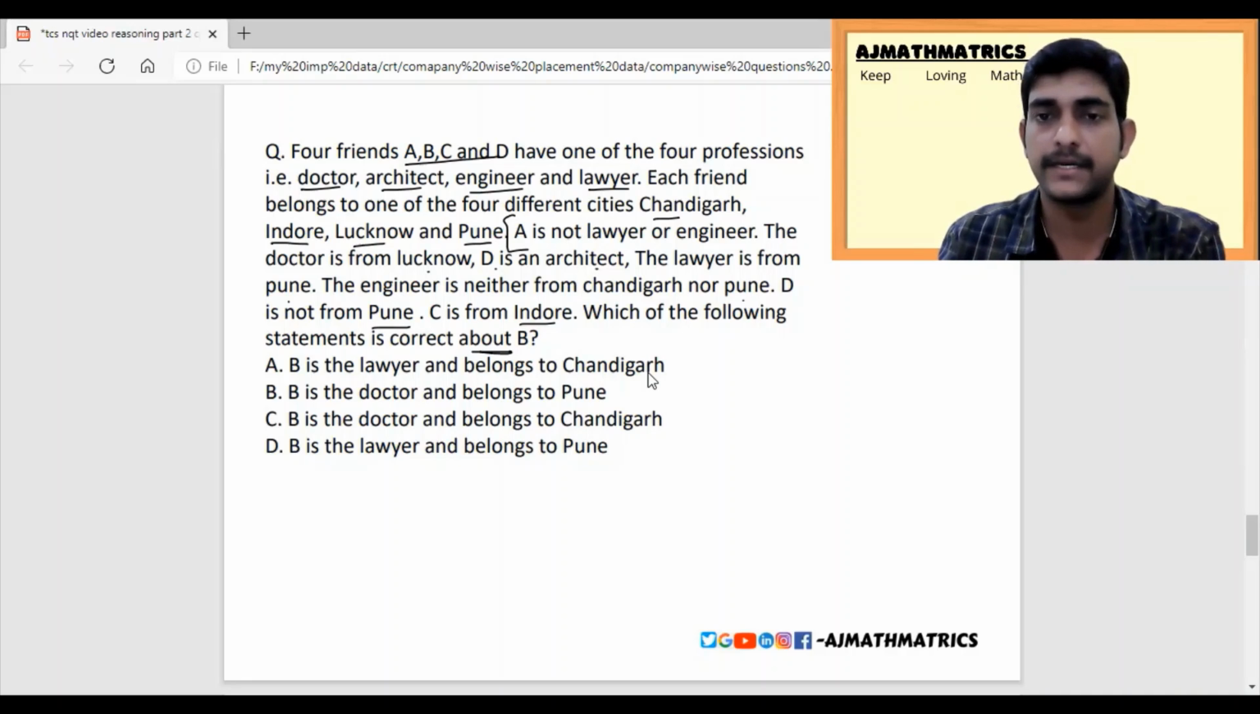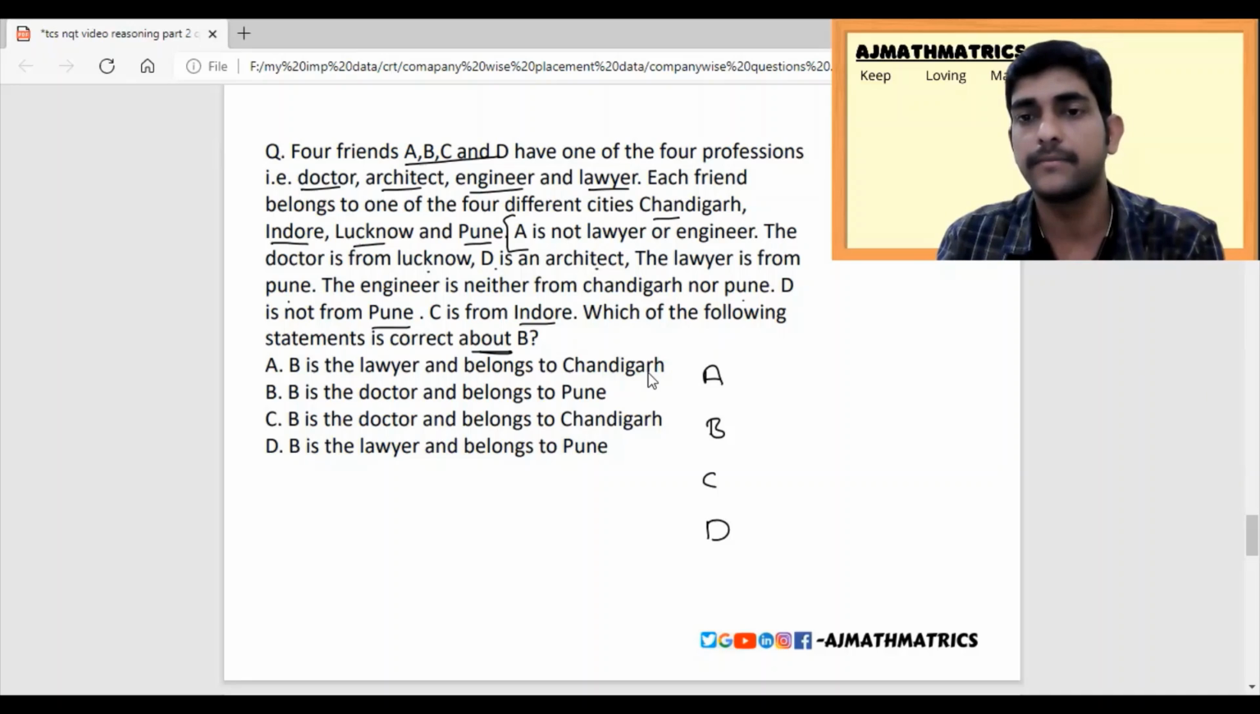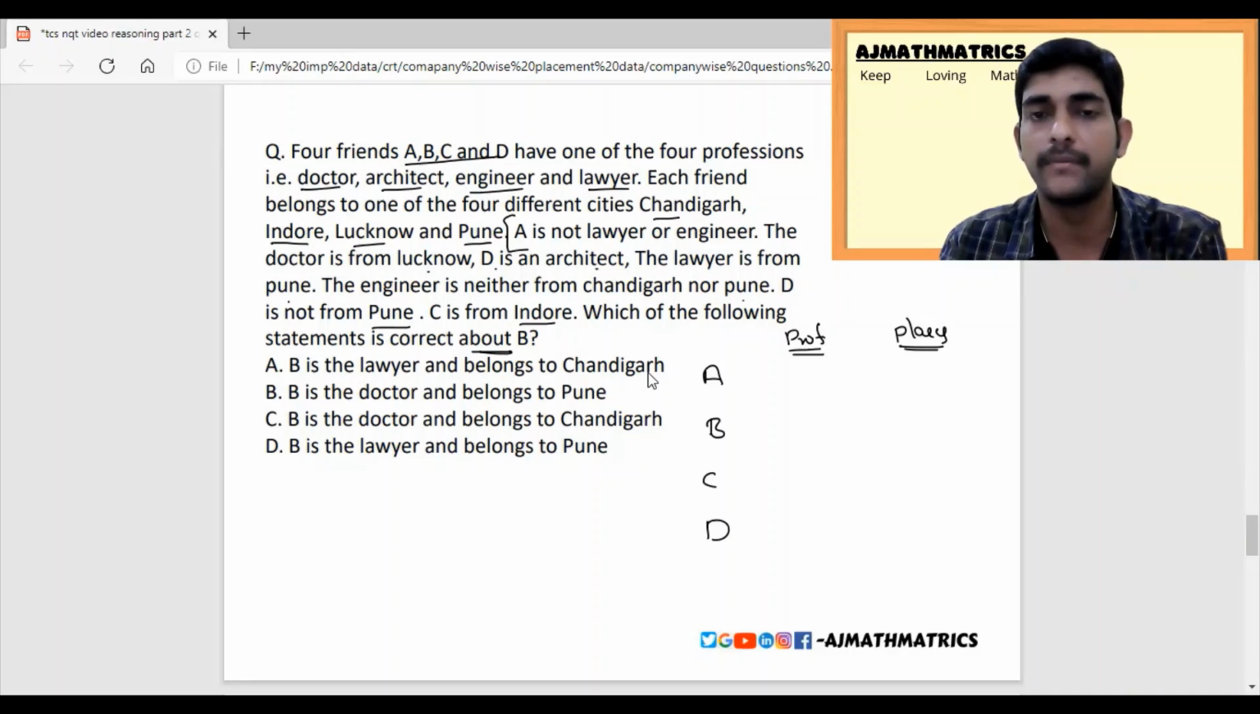So the best method to solve this question is a tabular form. So A, B, C, D you can write like this, and the second column you can write as professions, and the last column we can write as places. Okay, now let's go with the data here. A is not a lawyer or engineer. So out of the 4 professions given, 2 professions do not belong to A, which means the remaining 2 professions are either architect or doctor. So those are the only possible professions for A.